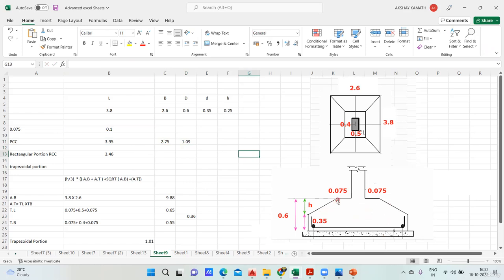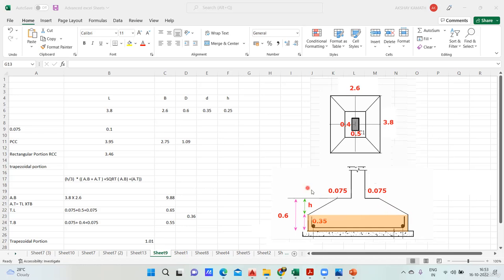Now this particular footing, I'll break it into two pieces. This portion is my rectangular portion, and whatever is remaining, that is my trapezoidal portion. First I'll find the concrete quantity for the rectangular portion, and then I'll find the concrete quantity for the trapezoidal portion. Is it clear? Okay, chalo, we'll start with this now.